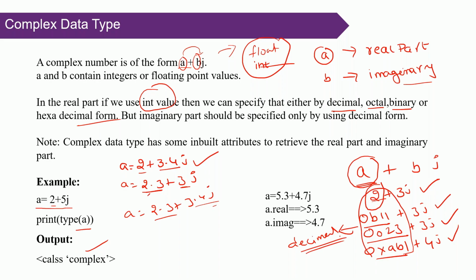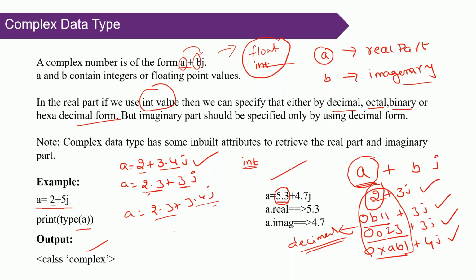You should not take 5.3. At which position? You can take 5.3 also. Remember, here the thing is, this is the real part. 5.3 is the real part. In the real part, if you are using floating point number, not a problem. It is perfectly valid.